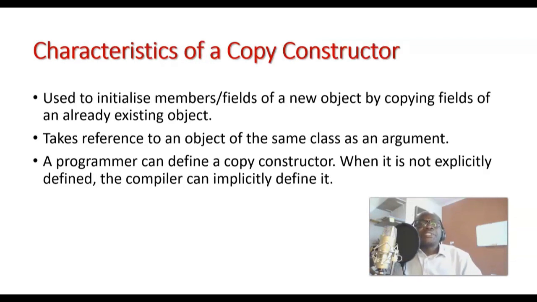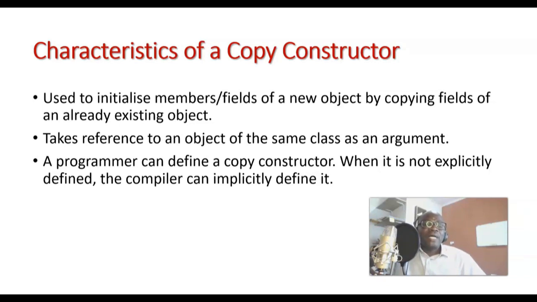So what are the characteristics of a copy constructor? Well, number one, like we've just mentioned, a copy constructor is used to initialize fields of a new object by copying fields of an already existing object, and it takes a reference to an object of the same class as an argument. Now, much of this will make sense as we will demonstrate by coding.